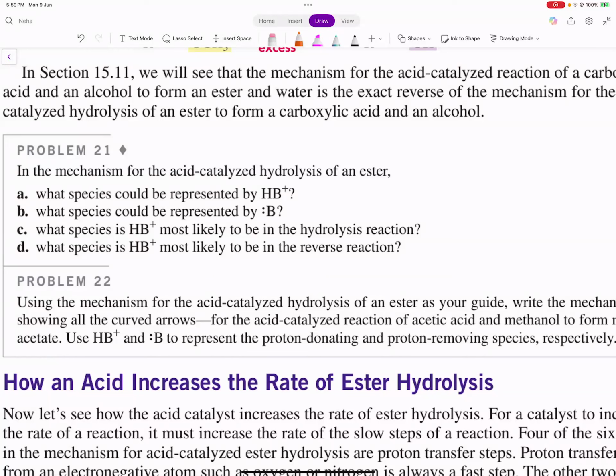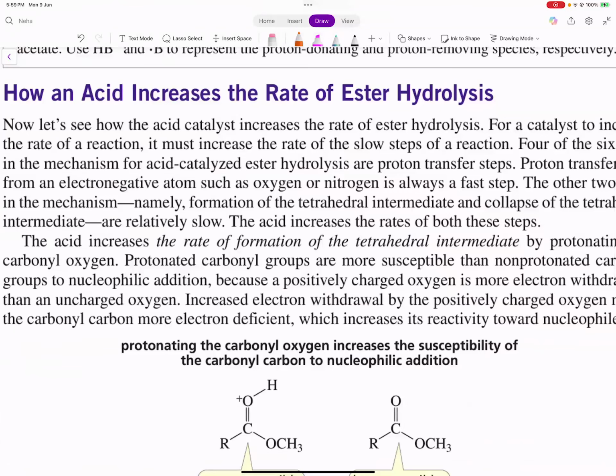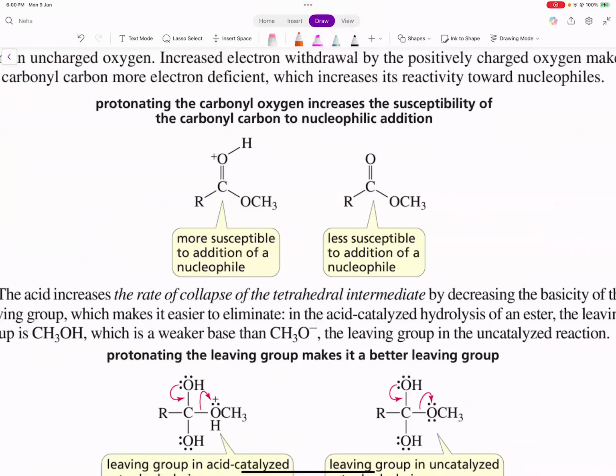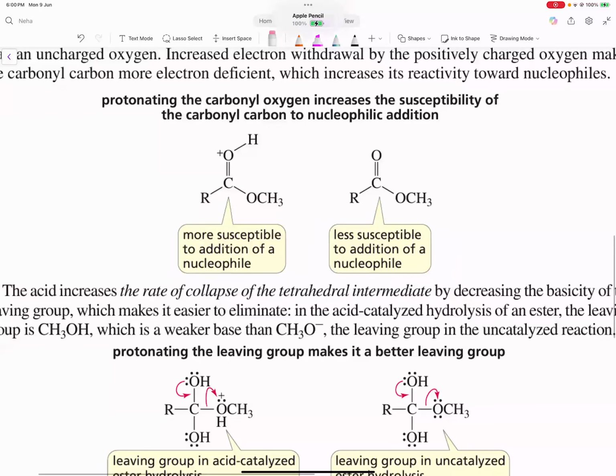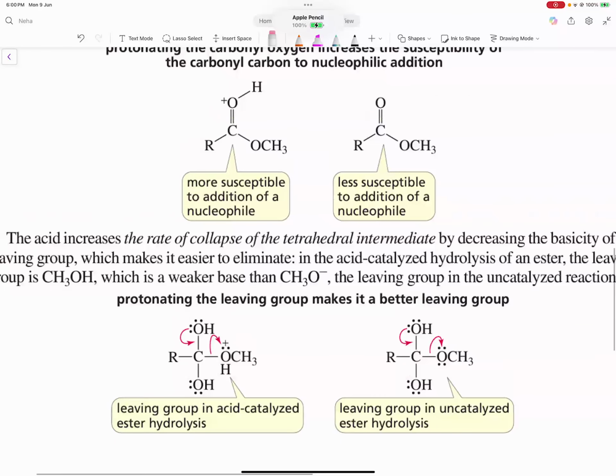You can do this as homework. How does an acid increase the rate of hydrolysis? First of all, it is going to protonate this, so it is going to be more susceptible to addition of a nucleophile. If you compare left and right, the left will be more susceptible, because the oxygen is protonated. It also increases the rate of collapse of the tetrahedral intermediate.